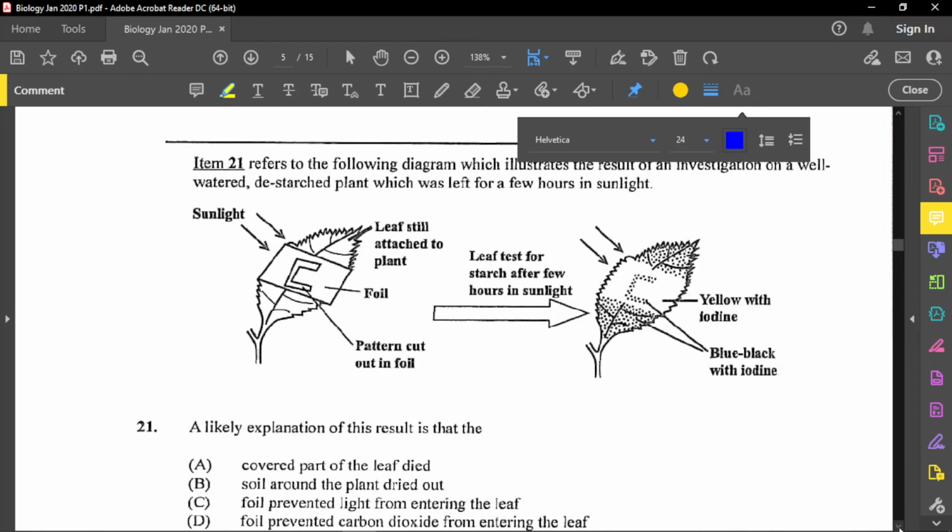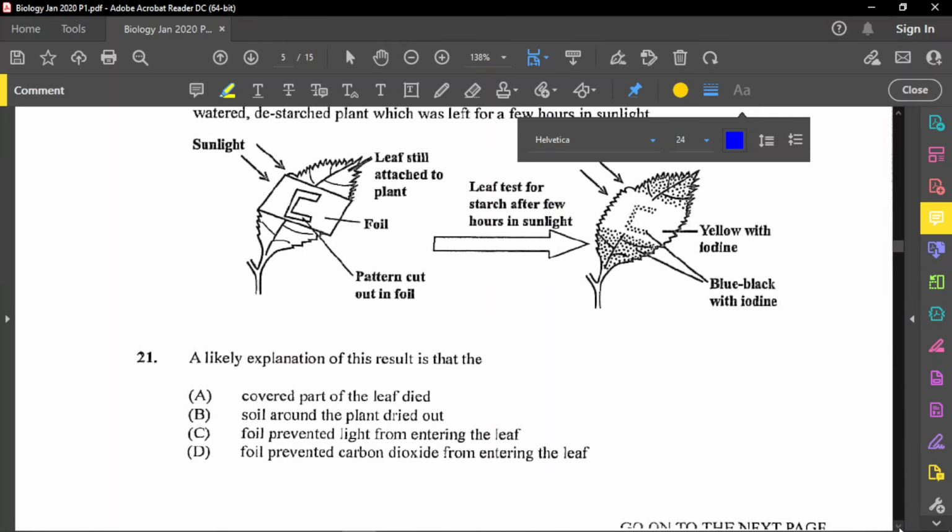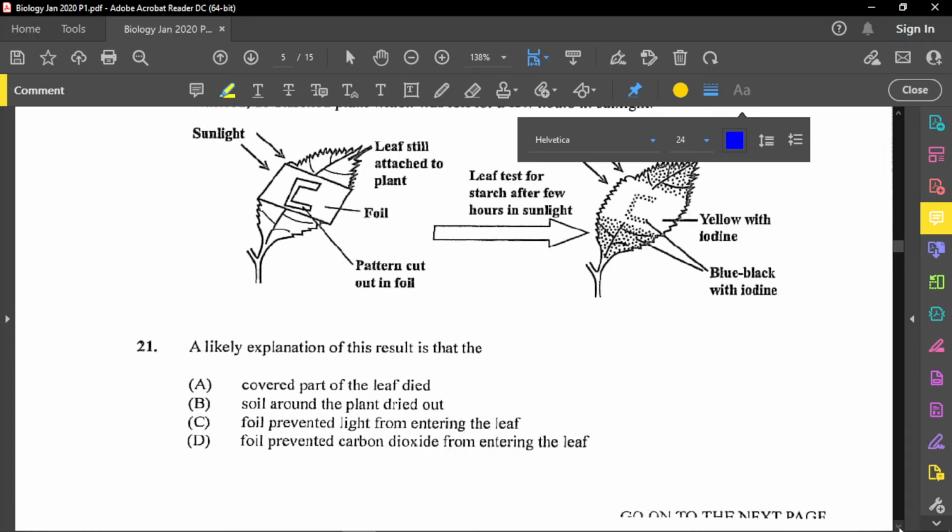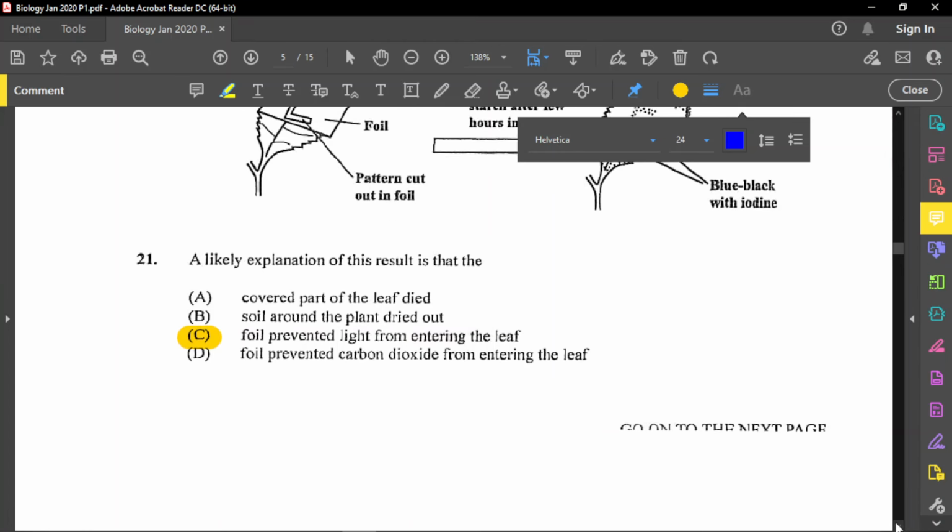It said the covered part of the leaf died. No, that doesn't make sense. Is the soil around the plant dried up? No. Foil prevents light from entering the leaf. Yes. So the foil prevents light from entering the leaf, and therefore it will not photosynthesize in those areas. Hence no glucose will form, and as such no starch will be present.